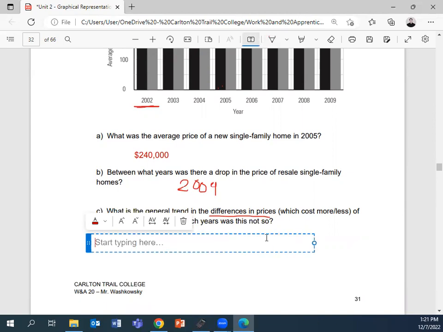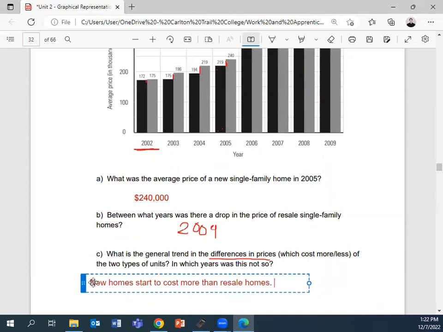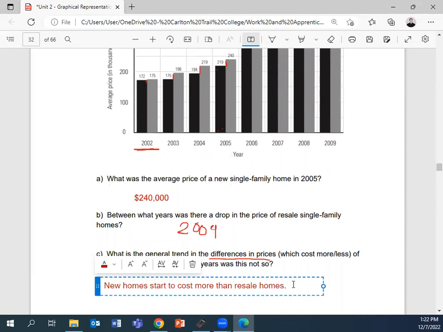So the general trend in these differences of prices is that new homes start to cost more, I guess a better way of saying this would be they'd be more expensive, but whatever. New homes start to cost more than resale homes, right? Hey, if it costs the same to make a new house versus buy an old one, why wouldn't I just make a new house? So people start to do that, and all of a sudden the price starts to change a little bit. There's more demand for it. So new homes start to cost more than resale homes.